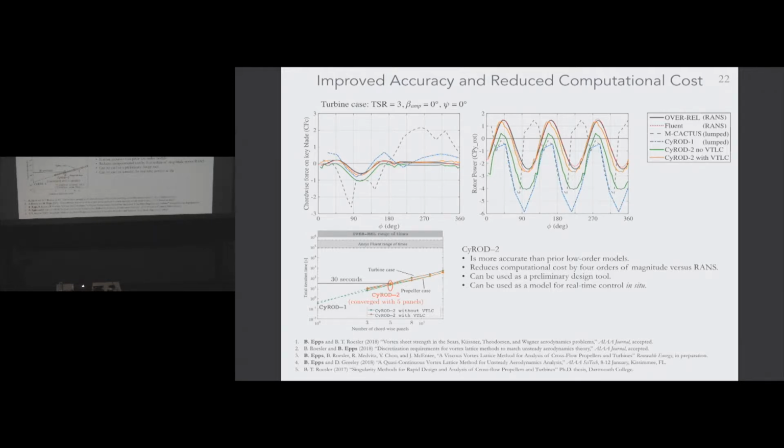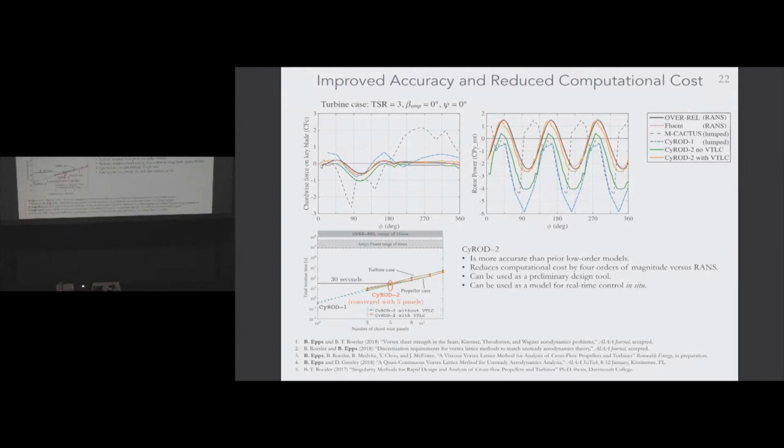There's 4 low-order models here. The gray dashed line is this code called Cactus, which was made by Sandia National Labs. That's a lumped airflow method. You can see it's not doing all that great of a job. The blue dot dash line was our CIROD 1 code. That was also a lumped airflow code. That's also not doing a great job. The green is the CIROD 2 vortex lattice method without the viscous corrections. And then the orange is with the viscous corrections.